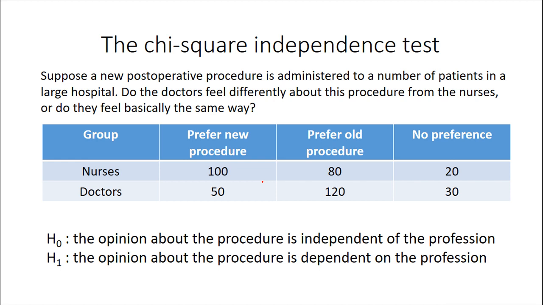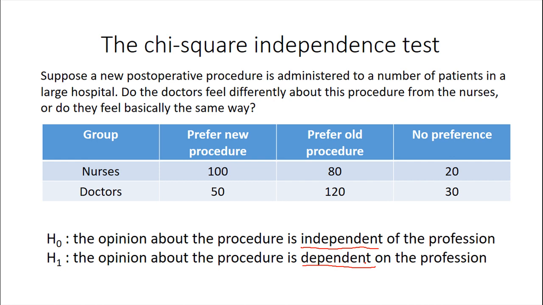For the null hypothesis, focus on independence. So H0: the opinion about the procedure is independent of the profession, and H1, the alternative hypothesis: the opinion about the procedure is dependent on the profession. First step, we have to state the hypothesis for any hypothesis testing.